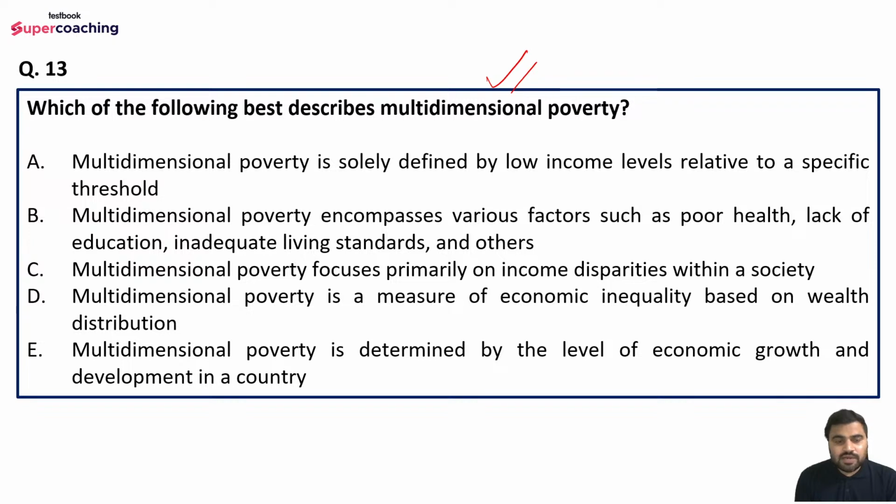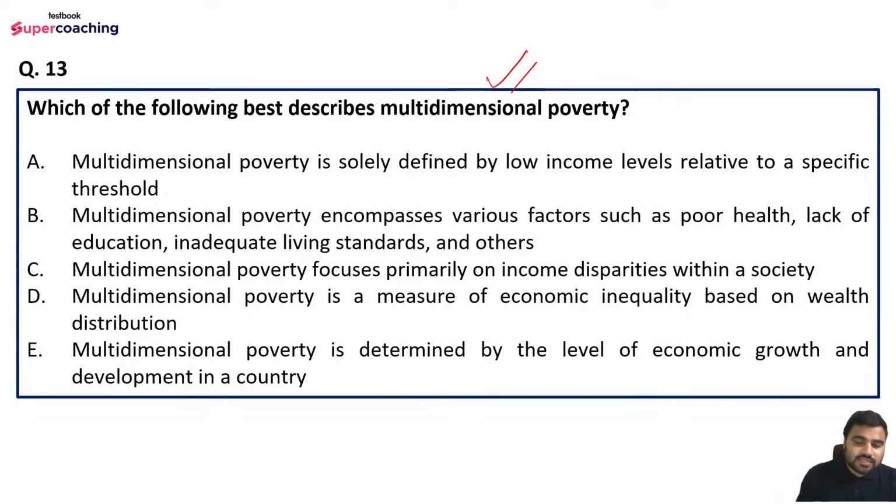Then option C, multidimensional poverty focuses primarily on income disparities within a society. D, multidimensional poverty is a measure of economic inequality based on wealth distribution. And E, multidimensional poverty is determined by the level of economic growth and development in a country. So what do you think? Which of the following best describes multidimensional poverty?